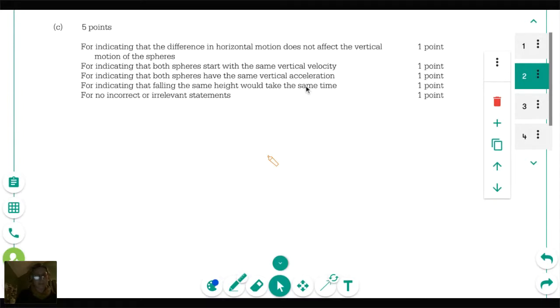For indicating that they start with the same vertical velocity, for indicating that they have the same vertical acceleration, for indicating that falling the same height would take the same time, and then for no incorrect or irrelevant statements. There is a point there just for that. So for not putting in anything that's not true, or that is true but isn't related to the problem.